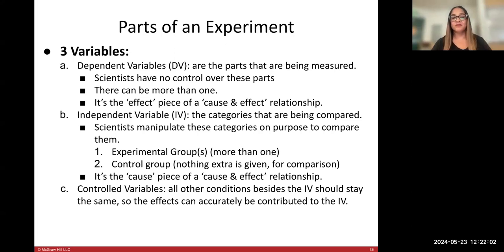And then controlled variables: all the other conditions besides the independent variable should stay the exact same, so the effects can accurately be attributed to the independent variable. If you have all these other variables that are different, you don't know if the results are due to one of those or if they're due to the one you manipulated.